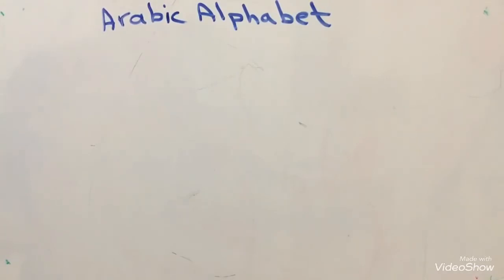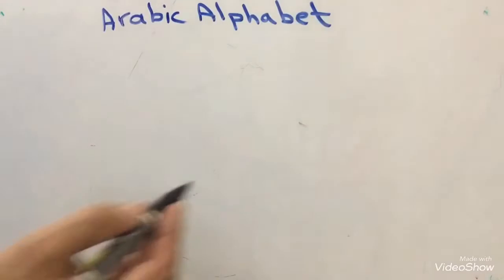Today we are going to talk about the Arabic alphabet. There are 28 letters in the Arabic alphabet. We are going to know in details how to write them, how to pronounce them, how to join them to form words, and how to read them. The first letter in the Arabic alphabet is Alif.